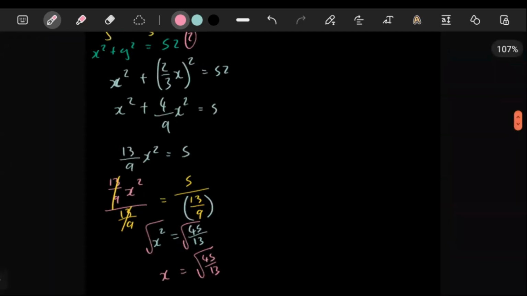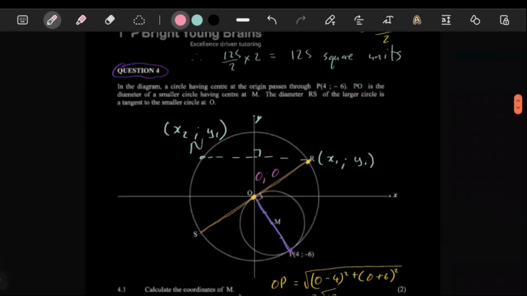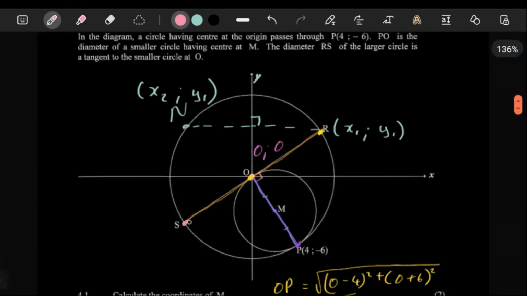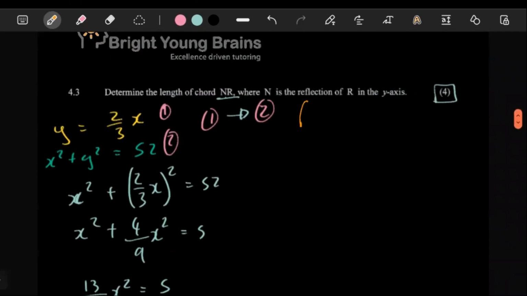So that's the x value, but you have to put plus or minus because they meet at 2 points. The one that's a minus is the one here. The one that's a plus is the one up there. So you now know the x value of r. Technically we also need the y value. So for r, we know the x value is the positive square root of 45 over 13. We need the y value now. To get the y value, we can just put that into the equation of the straight line because it's definitely going to be easier to work with.